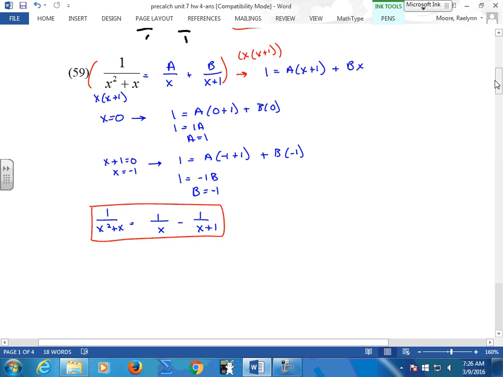No. Okay, so let's see what happens. What if maybe she put the x plus 1 under the A and the x under B? Is this the way you originally set it up? Which way? Is this your original? Let me take a look at yours. You got the same thing. X equal to 0. B is equal to 1.